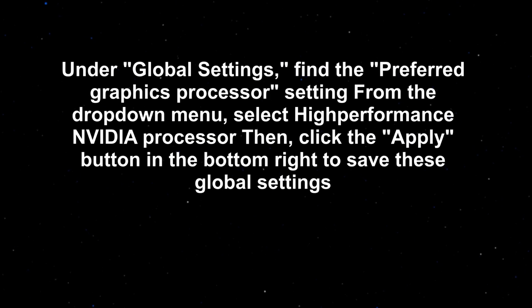There are two tabs here. We are going to start with the Global Settings tab. Under Global Settings, find the preferred graphics processor setting from the drop-down menu. Select High Performance Nvidia Processor, then click the Apply button in the bottom right to save these global settings.